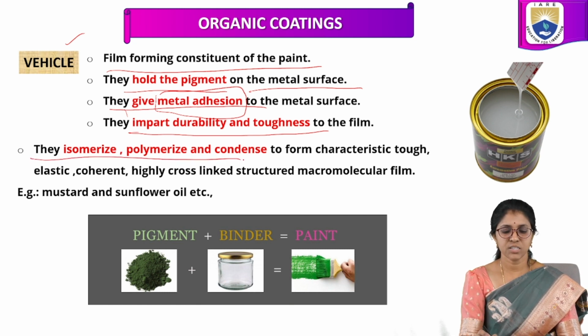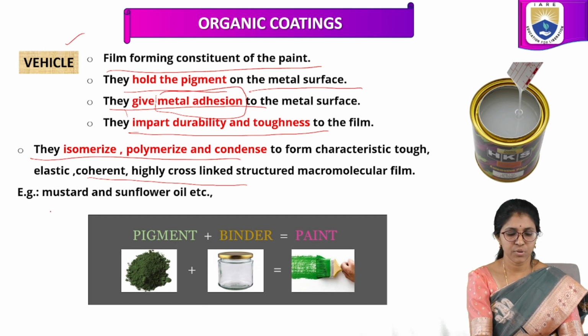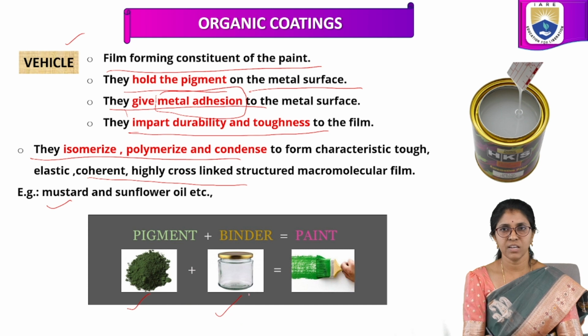They isomerize, polymerize, and condense to form characteristic, tough, elastic, coherent, highly cross-linked macromolecular film. Examples of vehicles are mustard and sunflower oil. The pigment and binder with the vehicle finally give us paint.